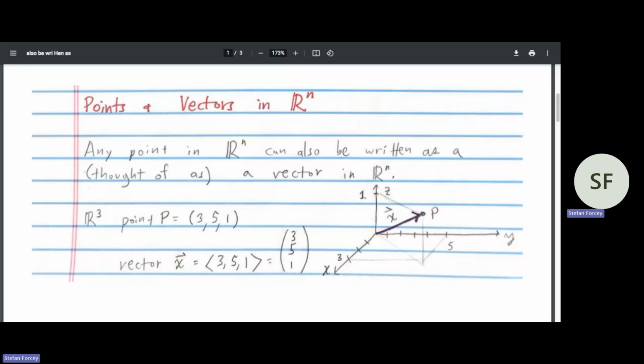So here's a classic example in R3. A point P, which is given by the three coordinates 3, 5, 1, means that you go 3 in the x direction, 5 in the y, and 1 in the z. And you can also see that as a vector, 3, 5, 1. There's a couple of ways to write it. Vector x, I put a little arrow above the x. Whenever you see it in the book, it'll just be bold, with 3 rows but only 1 column, so we call that a column vector.